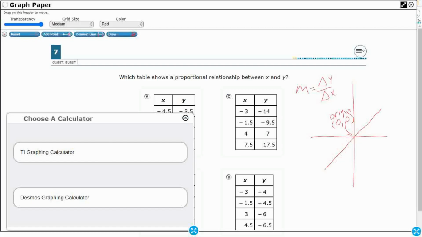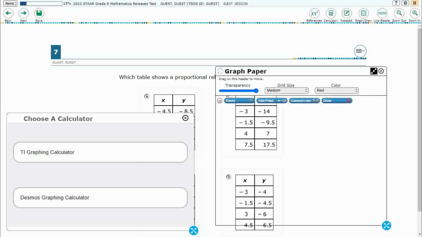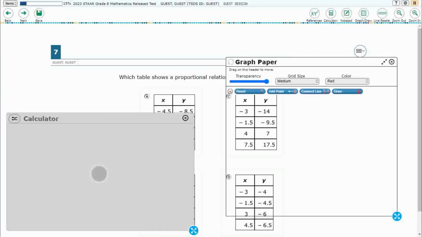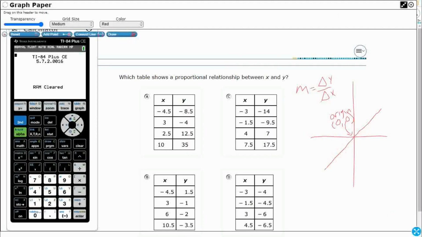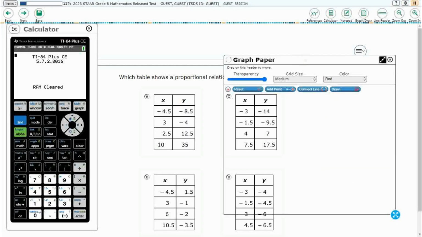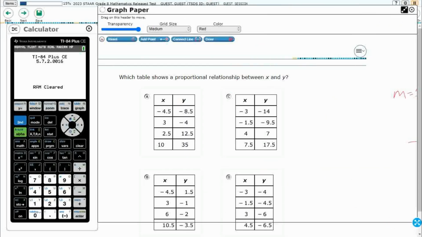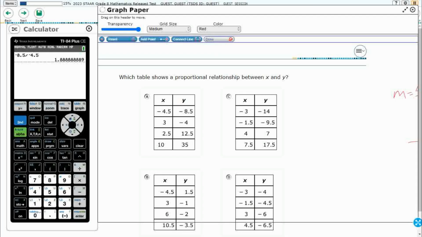And so what I want to do is take each of these values and take the y value divided by the x value, and we'll just see if we can get something that is constant and consistent here. So let me give myself some room. All right, let's take negative 8.5 divided by negative 4.5. And that's going to be 1.8 repeating, right? So I'll call that 1.8 repeating.